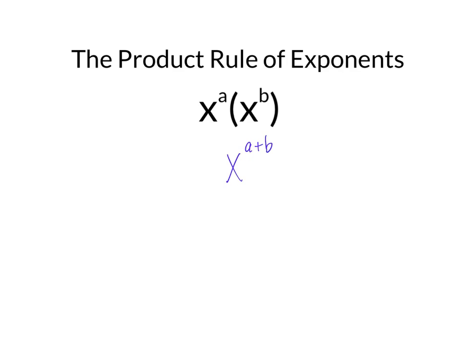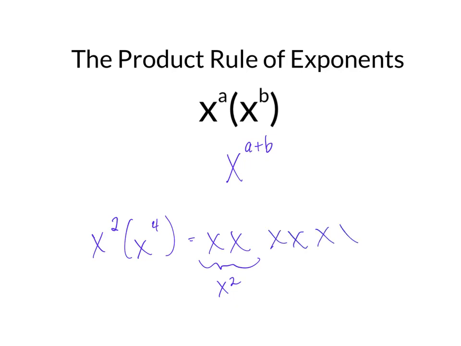So I'll do one more quick example. Say I have x to the second times x to the fourth. So that would give me x times x for x to the second, and x times x times x times x for x to the fourth. If I look at this, 1, 2, 3, 4, 5, 6, that gives me x to the sixth. And if I add my exponents, 2 plus 4, I get 6. So this is x to the sixth.